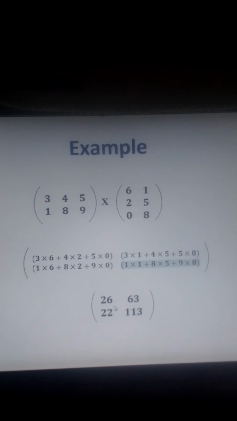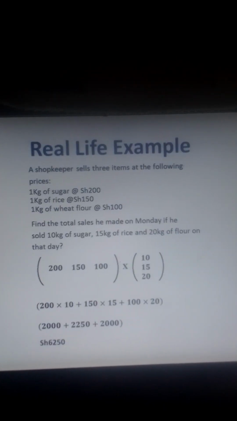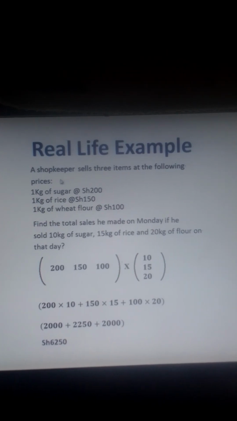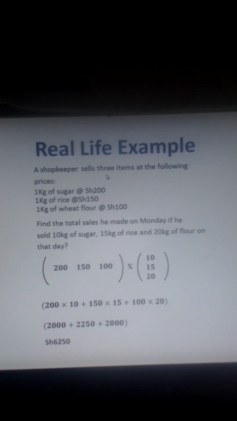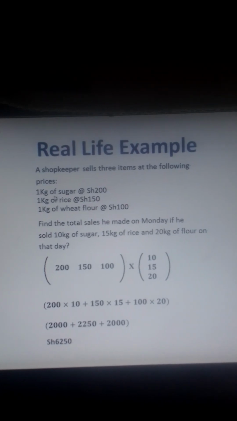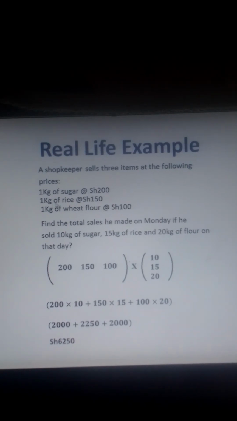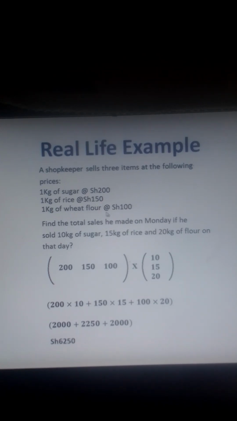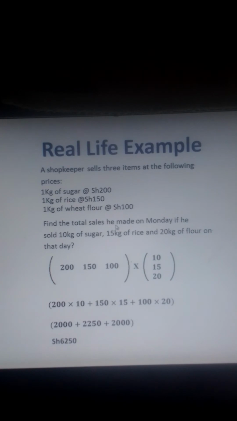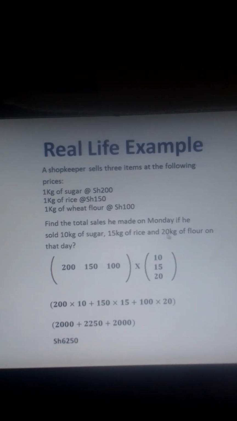Finally, let us look at a life example. Let us apply what we have learned in a real life example. A shopkeeper sells 3 items at the following prices: 1 kilo of sugar at 200 shillings, 1 kilo of rice at 150 shillings, and 1 kilogram of wheat flour at 100 shillings. Find the total sales the shopkeeper made on a Monday, if he sold 10 kilograms of sugar, 15 kilograms of rice, and 20 kilograms of flour on that particular day.